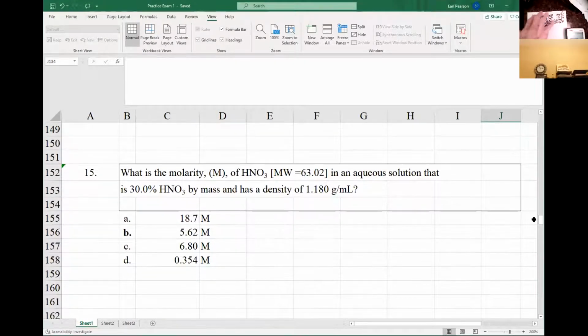Now, I don't need to reiterate how you could work that problem because we're going to do others just like it with the other concentration units. Number 15, what is the molarity M? And once you see that, you know that you must be able to take the number of moles of the solute and divide by the number of liters of the solution.